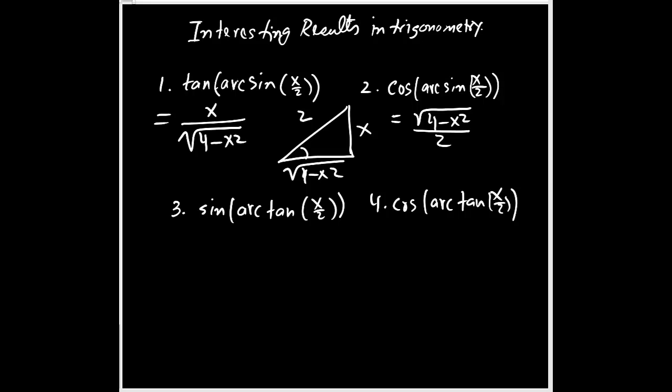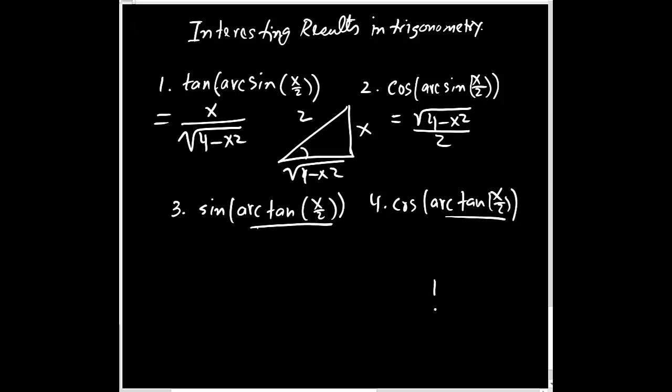Okay, so we have seen tangent arc sine x over 2 gives me x over square root of 4 minus x squared, and cosine arc sine x over 2 gives me square root of 4 minus x squared over 2. It is very simple looking at the right triangle. Tangent, so this over this, x over this. Now cosine, you are getting adjacent over hypotenuse like this. So we'll do number 3 and 4 based on arc tangent or tangent inverse x over 2.